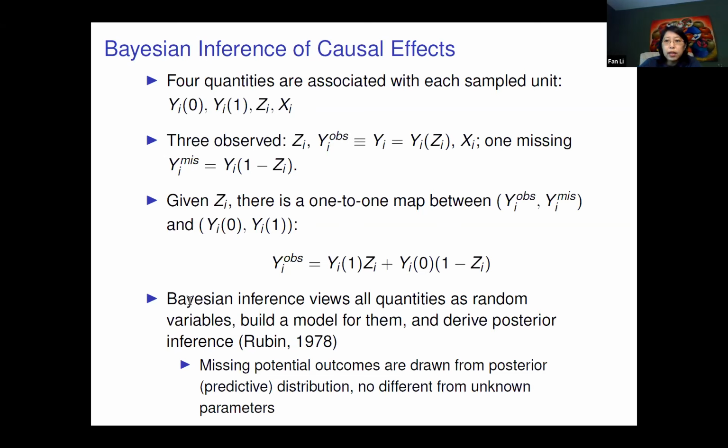The key thing is that Bayesian inference views all of these quantities for all units as random variables. Then you build a model for them and derive posterior inference. So the key is those missing potential outcomes: they are drawn from the posterior predictive distribution of the missing potential outcomes, and are viewed no different from unknown parameters. That's the overall view. Now we get to the details of what kind of model we need to build and how we build it.